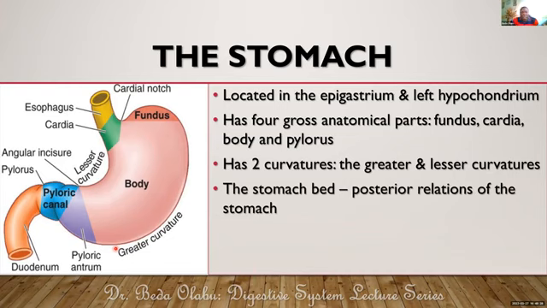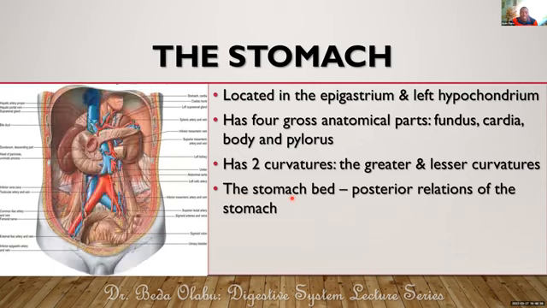The structures behind the stomach constitute what we call the stomach bed. So the stomach bed basically refers to the posterior relations of the stomach. A number of things are just behind the stomach. Importantly, we can mention the pancreas being within the stomach bed, as you can see in that image there. We also have the upper pole of the left kidney, the left adrenal gland as well, which is on the upper pole of the left kidney. The splenic artery, which is a branch of the celiac trunk, is also on the bed there.